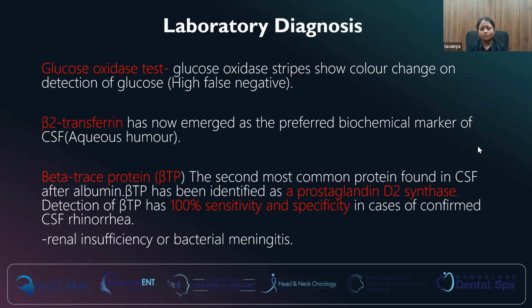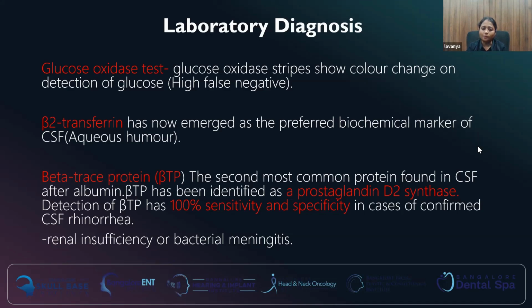If you look at beta-2 transferrin, the only other place it is present other than the CSF is the aqueous humor, in smaller amounts. So this is one of the best tests to do to confirm the presence of CSF. The other is the beta-trace protein. It's the second most common protein found in CSF after albumin, and it has been identified as prostaglandin D2 synthase.